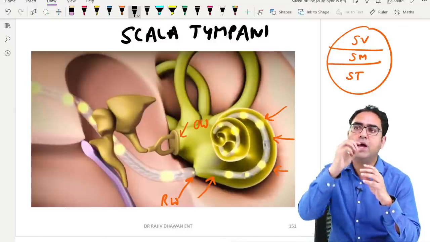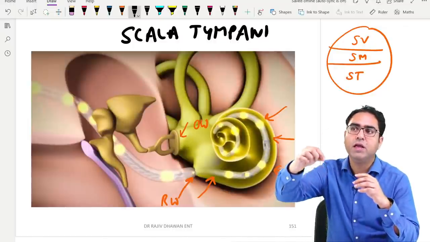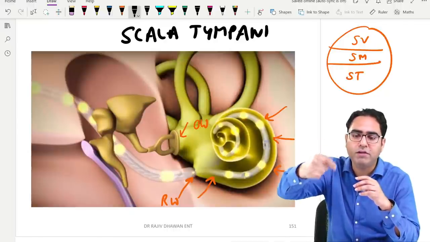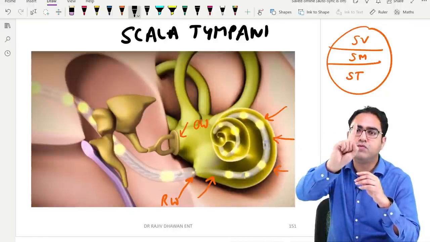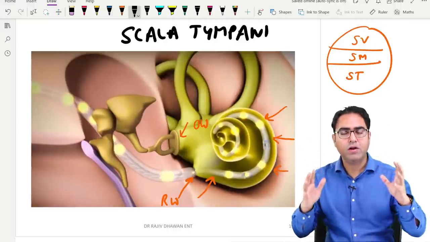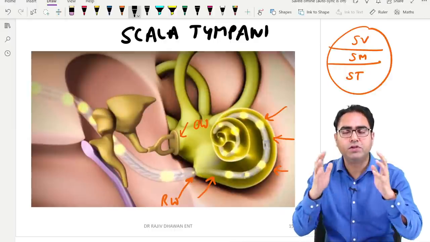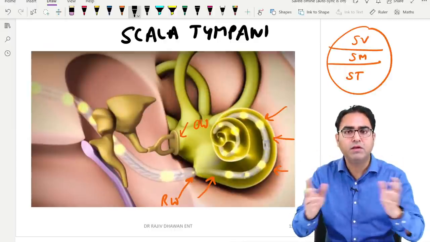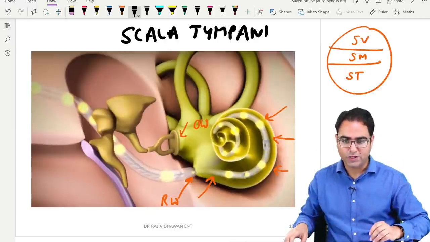One more question. The ideal age of surgery in a prelingually deaf child. Prelingual deaf means deaf since birth. The ideal age of cochlear implant surgery in a prelingually deaf child is 1 year of age, beta. 1 year of age. Very good.